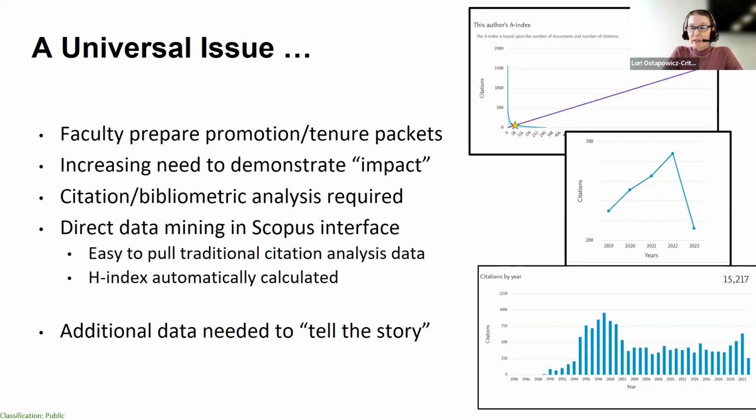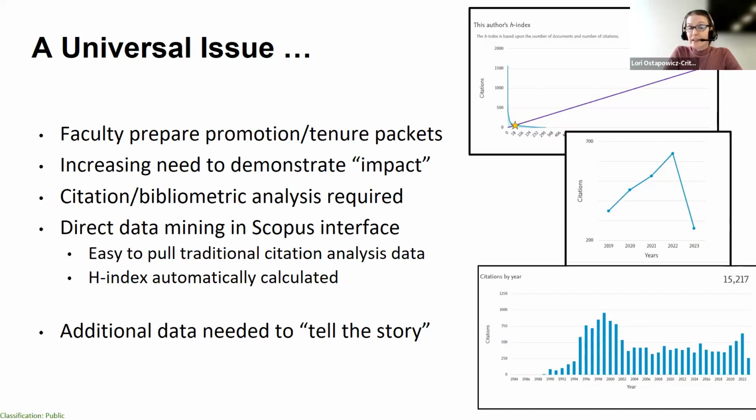As most of you probably know, it's very easy to pull any of the traditional citation data. You can go in by the author search into the author profile and get that data and export it to Excel or whatever very easily. And Scopus, of course, will automatically generate things like the H index for the author. So that's been a real godsend for me.